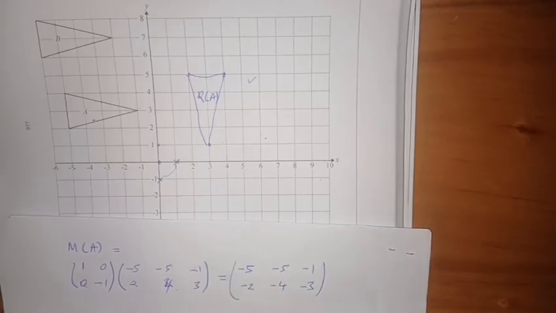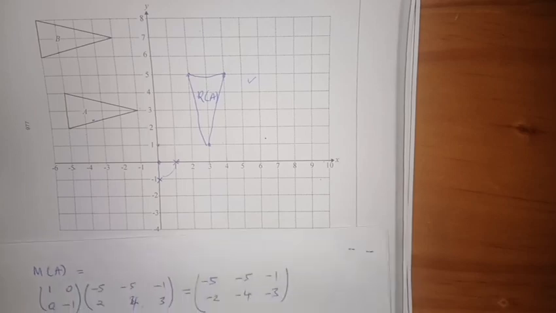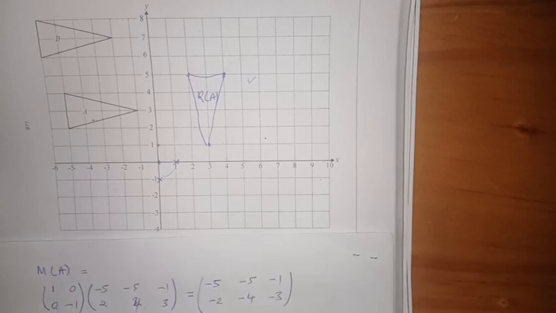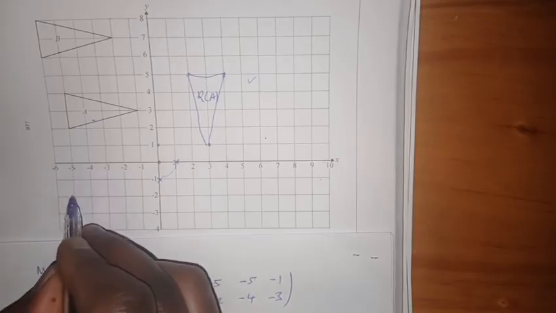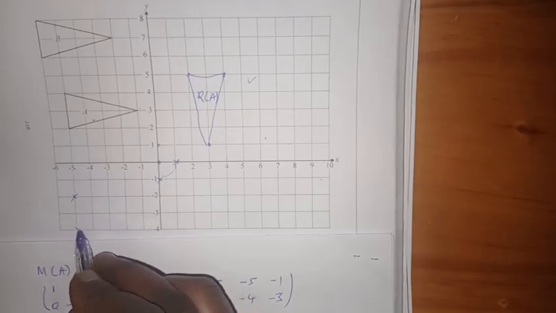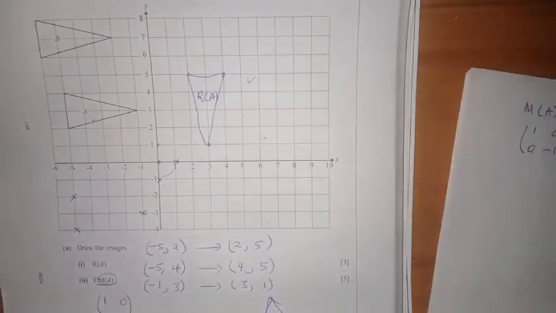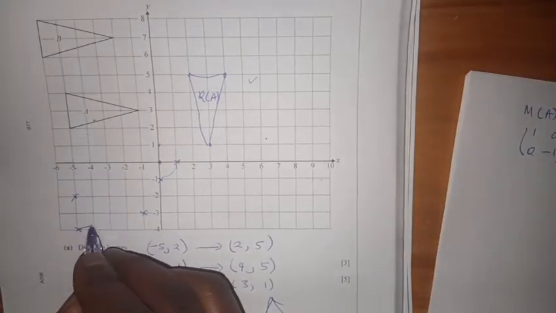Now let's plot this triangle. Negative 5 comma negative 2, it's here. And then we have negative 5 comma negative 4, it's there. And also we have negative 1 comma negative 3, it's there. So basically that's the triangle there.